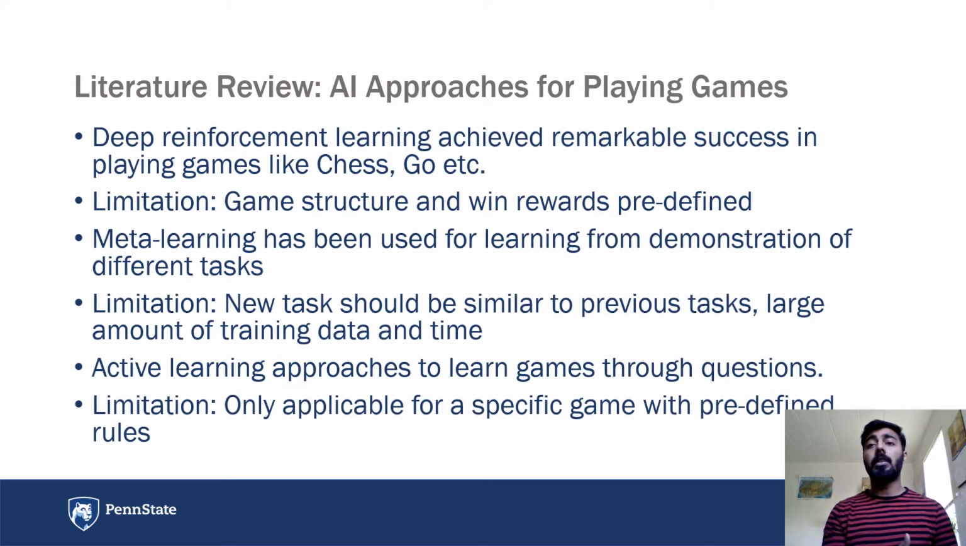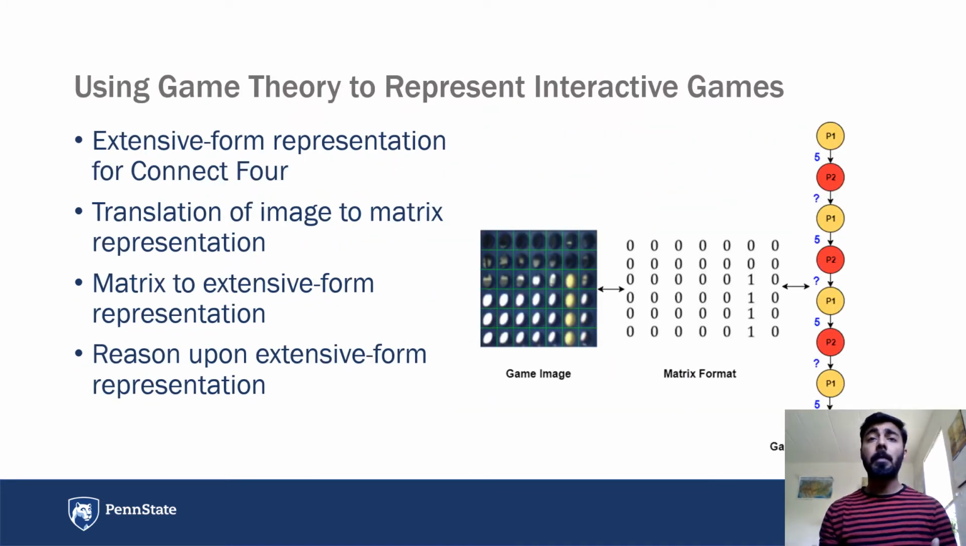Deep reinforcement learning has been used to play games like chess and Go, and they've produced remarkable success against human players. However, these techniques require all the rules to be predefined and can't be used to learn the game while playing with a human. Active learning has been used to learn games through question and answers with the human, but these techniques also were only applicable for learning the predefined rules of the games. So in this paper, we use game theory to represent and learn interactive games like Connect 4 and its variants.